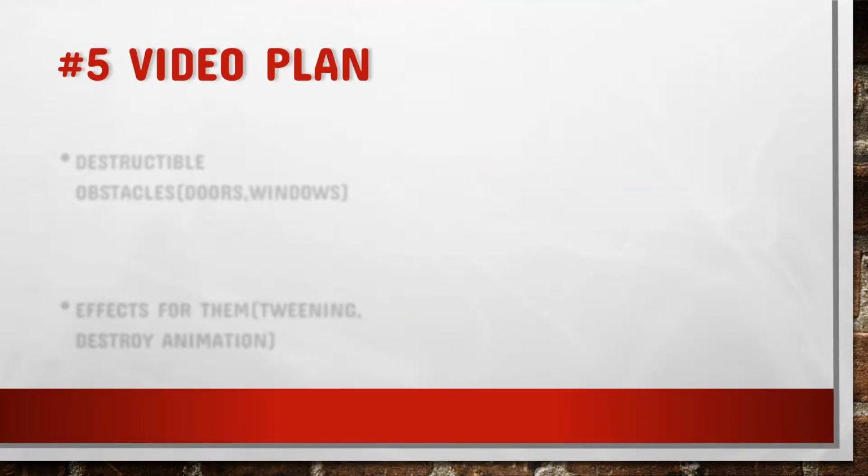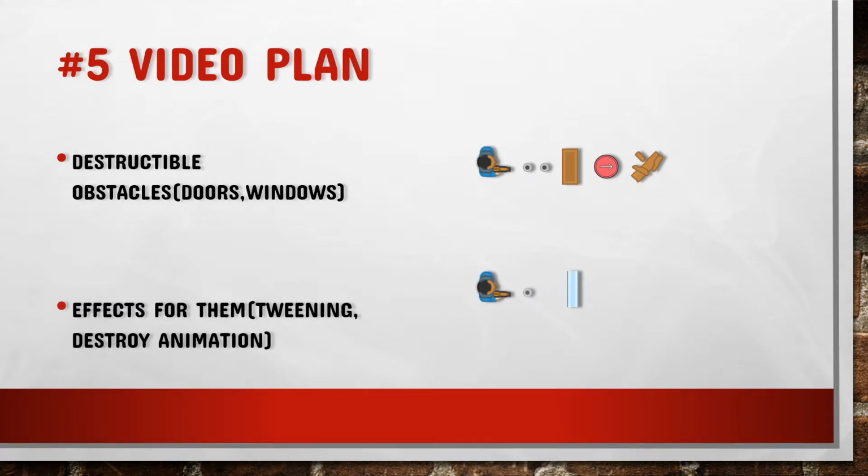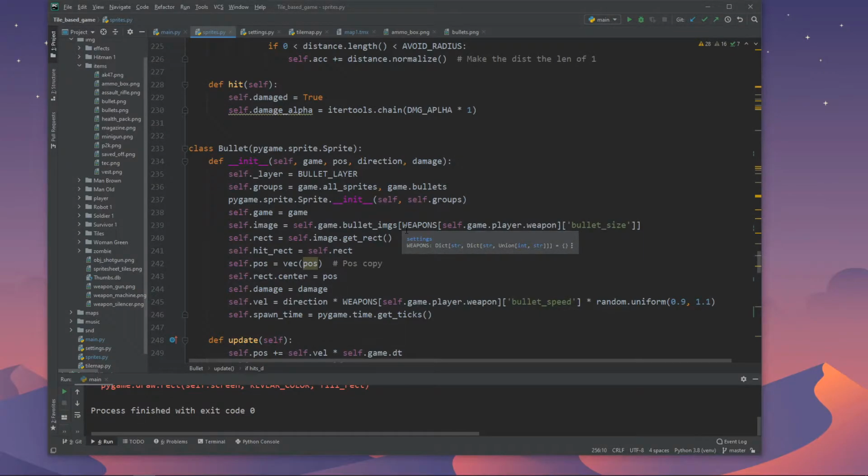And in this part, I'll be adding destructible obstacles like doors and windows, and also effects for them like tweening and a destroy animation. So depending on where we shoot it, we get the animation, you'll see. Let's get right into it. Alright, so for the destructible obstacles, what I decided to do is to create a simple instance of a destructible obstacle for now and work my way up from here.